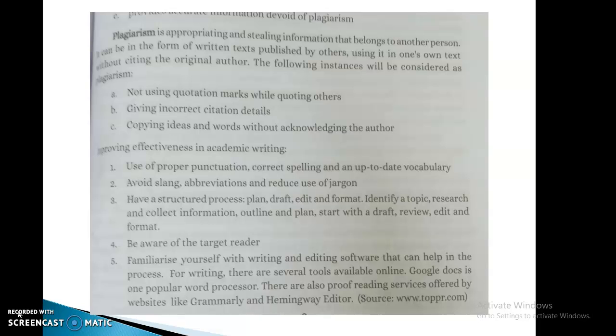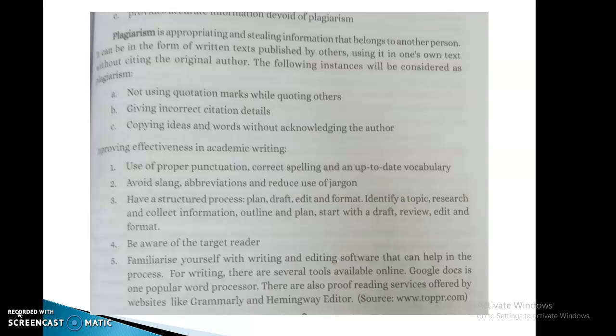Next point, that is the last point, is fifth point. Familiarize yourself with writing and editing software that can help in the process. For writing, there are several tools available online. Google Docs is one popular word processor. There are also proofreading services offered by websites like Grammarly and Hemingway Editor.